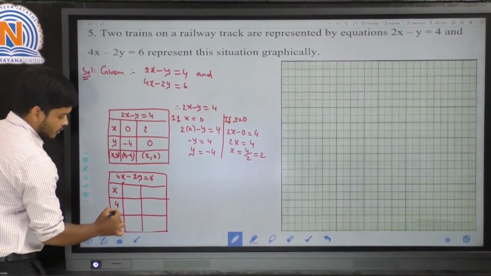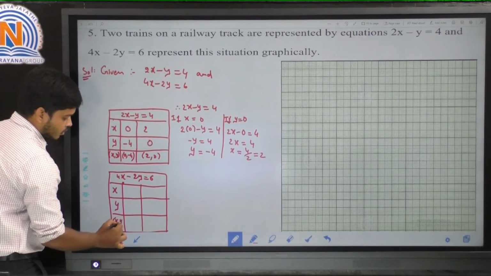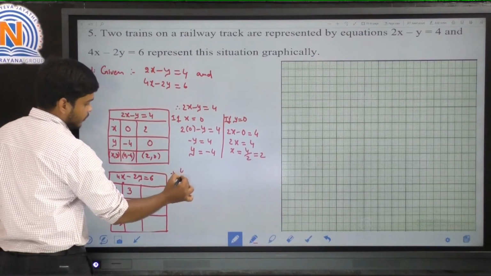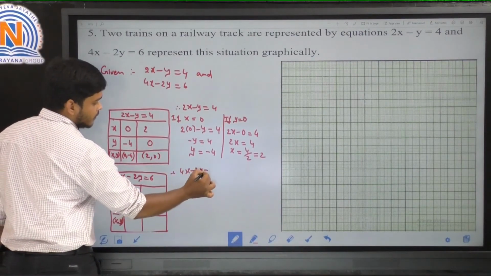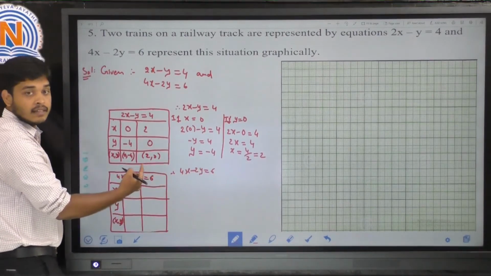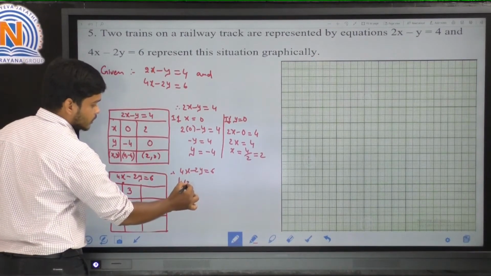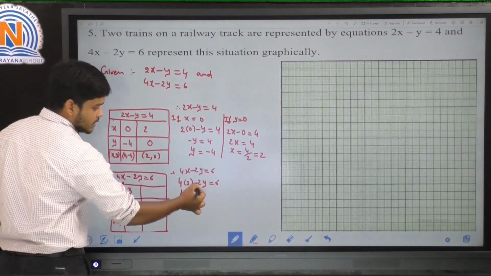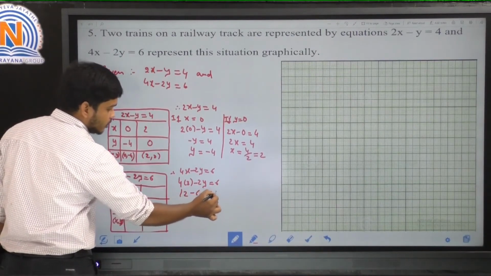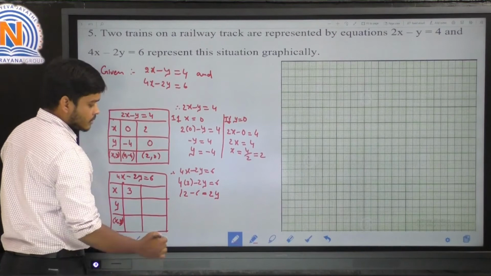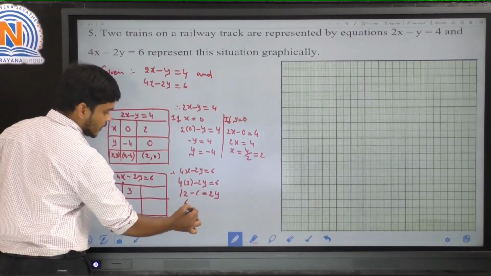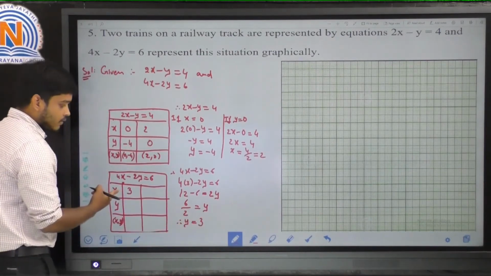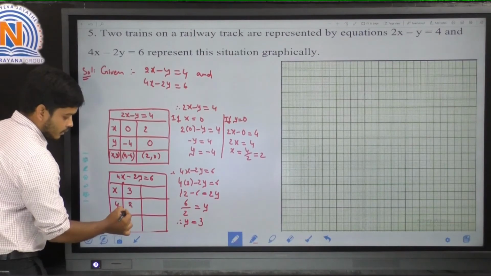X coordinates and y coordinates, then the point x comma y. First I am taking x as 3. In that equation 4x minus 2y is equal to 6, I am taking x as 3. So 4 into 3 minus 2y is equal to 6. Then 4 threes are 12 and send the 6 to the other side: 12 minus 6 is 6, and send 2 to this side, 6 by 2 is y. Therefore y is equal to 3. If x is equal to 3, then the y value is 3.